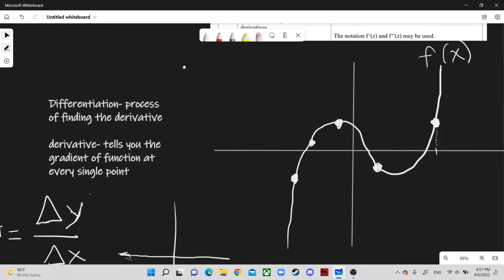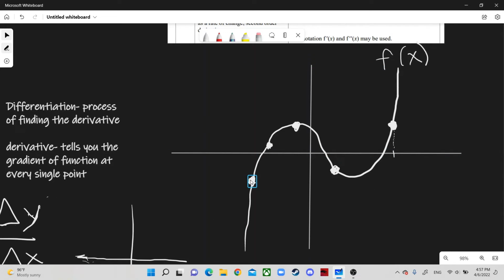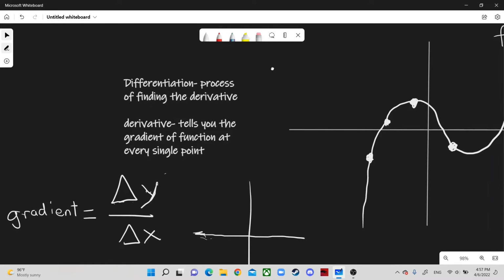So for example, if I want to know the gradient of the function at this point, I can look at the derivative and look at this point. If I want to know the gradient at another point, I can look at the derivative and find the gradient. You get what I mean.